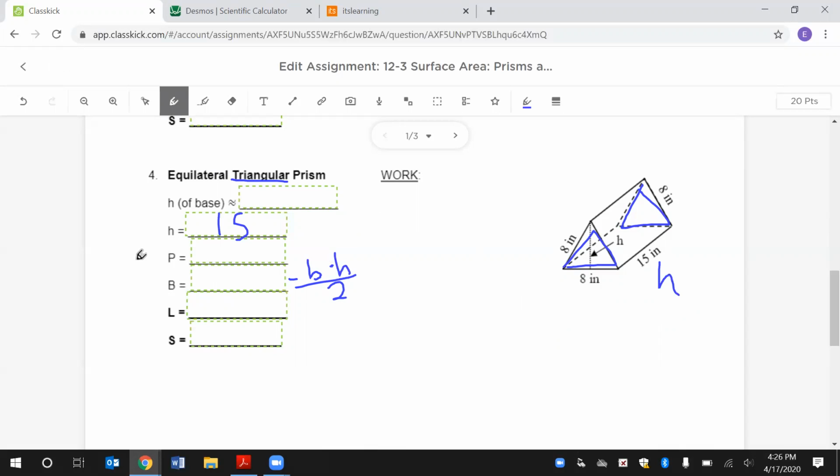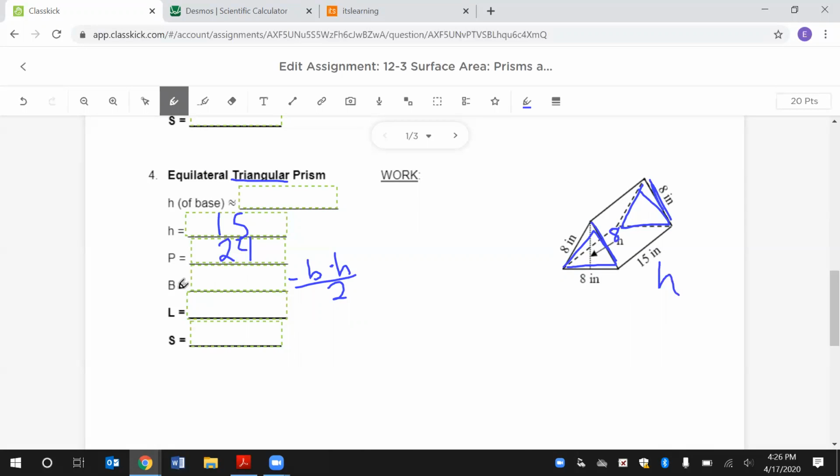P stands for perimeter of the base. So my base is that blue triangle. I want the perimeter of just one base. So all of them are 8. This right here is 8. That means this one has to be 8. So 8 plus 8 plus 8. That's 8 times 3. That's 24.